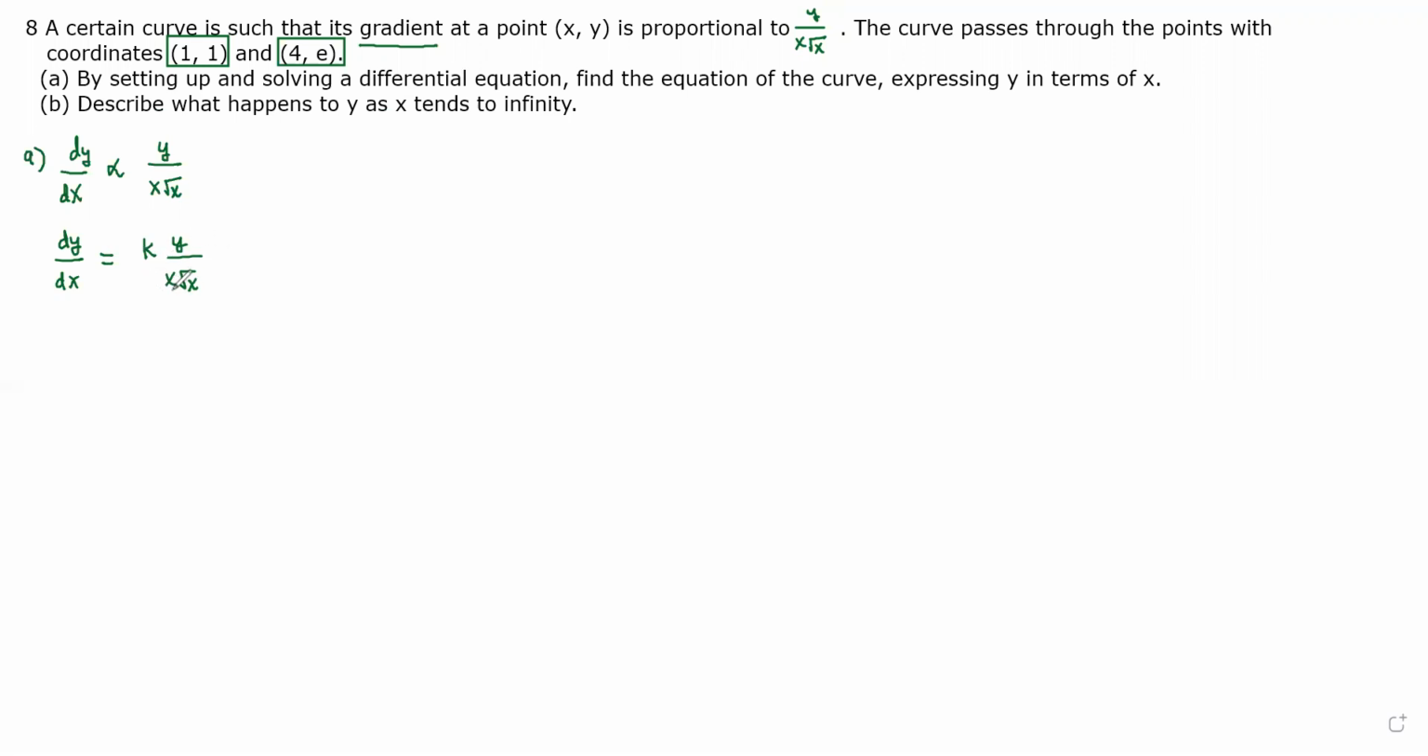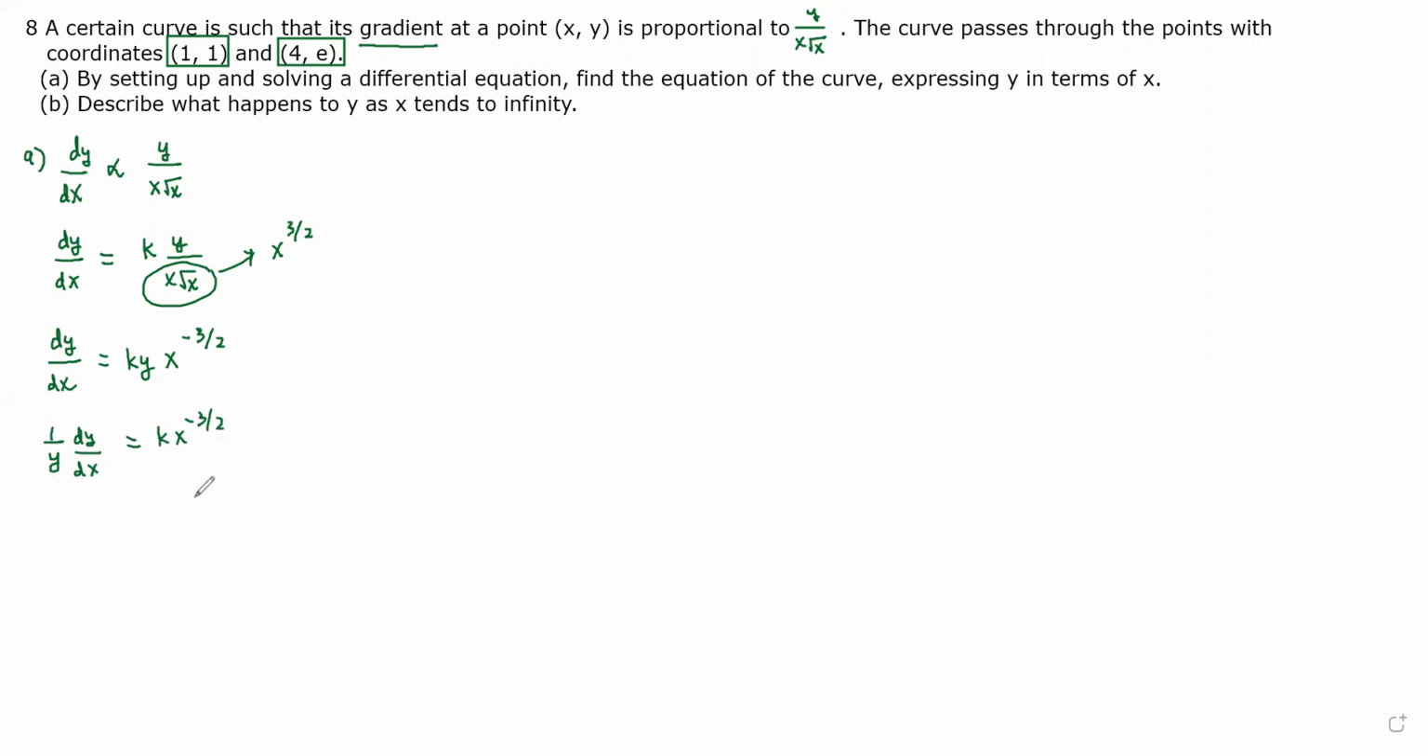This is a differential equation, and if you look at the denominator, x square root of x, that is x to the 3 over 2. Use the law of exponents: x to the 1 times x to the half, 1 plus half gives 3 over 2. This differential equation can be written as dy/dx equals k y x to the negative 3 over 2. And we can rearrange so that 1 over y dy/dx is k x to the negative 3 over 2.